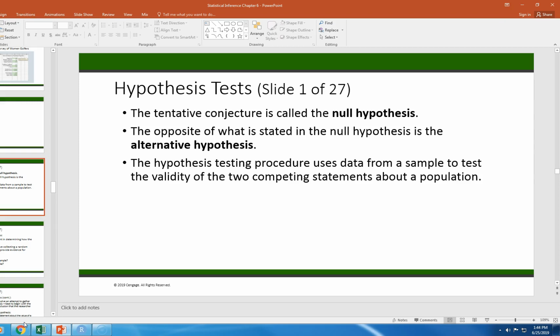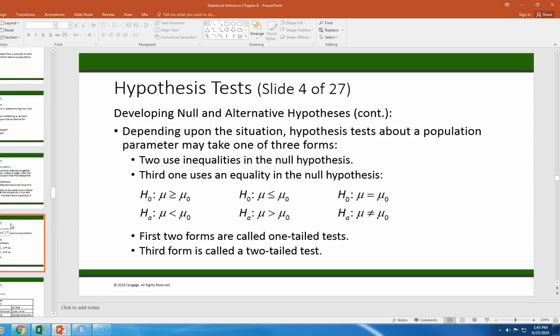The context of the situation is very important in determining how the hypothesis should be stated, and all hypothesis testing applications, all of them, involve random sampling and using sample results to provide enough evidence to draw a conclusion about the whole population. So the null and alternate hypothesis, depending on how you formulate them, can fall under one of two categories. The first one is called a one-tailed test, and the second one is called a two-tailed test.